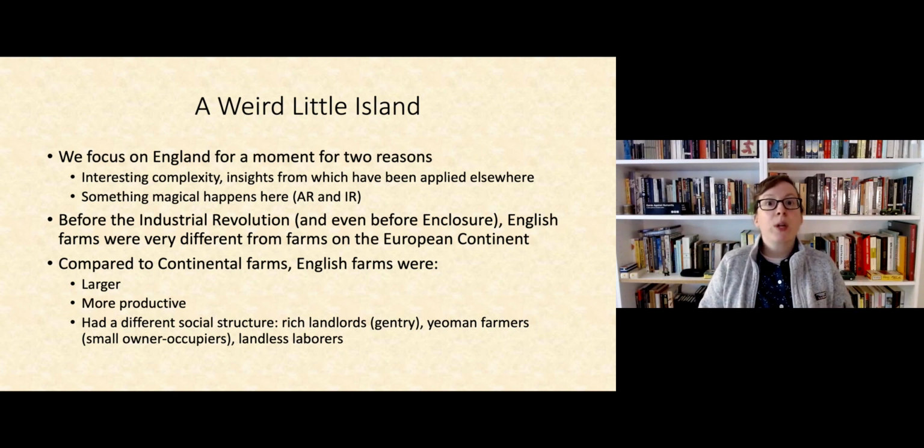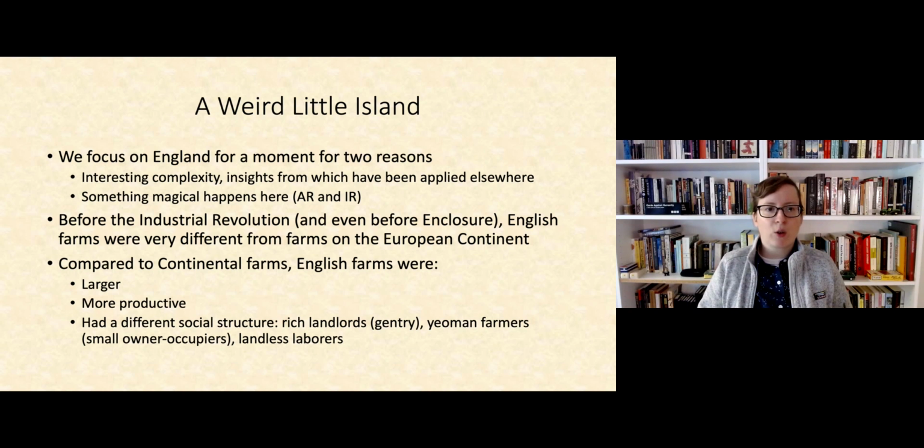But also, second, we know just around the corner what's coming is a description of this really magical change in both agriculture and industry. And what's really interesting, and what we're going to discuss mostly today, is that this weird little island and the way that it conducted agriculture was already kind of weird before these revolutions even happened.